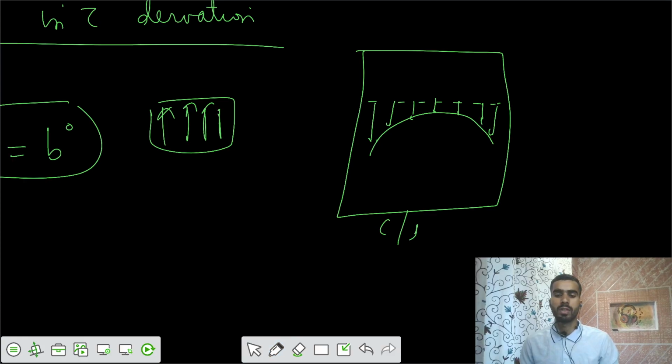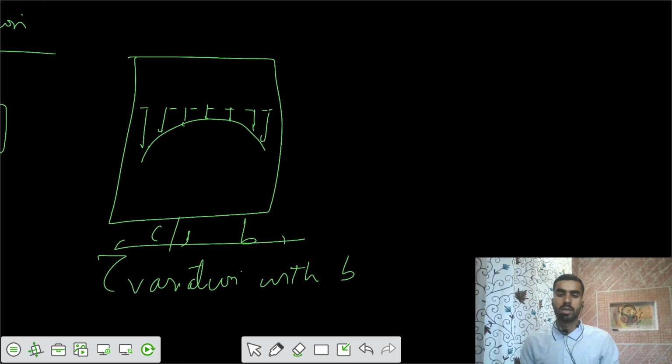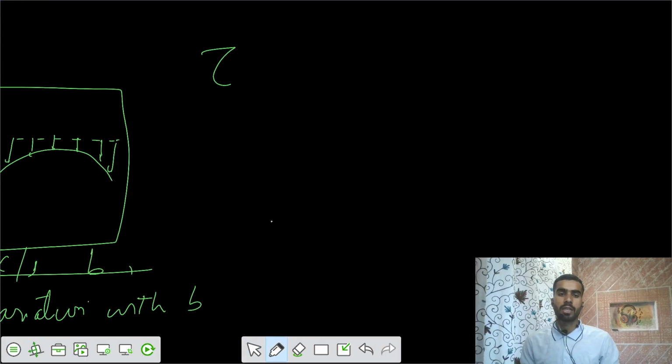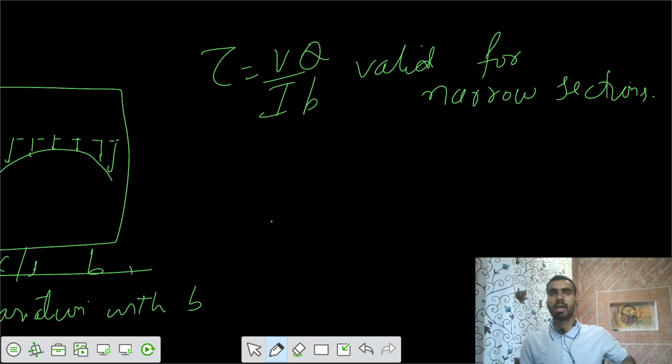Shear stress, I can write the shear stress variation, tau variation with width. This is your width. So your equation of shear stress equals VQ by IB. It's valid for narrow sections. If the width is very small, for narrow sections, you can apply the shear stress equation. Otherwise, there would be errors in shear stress calculations.